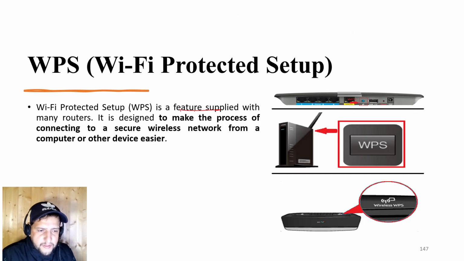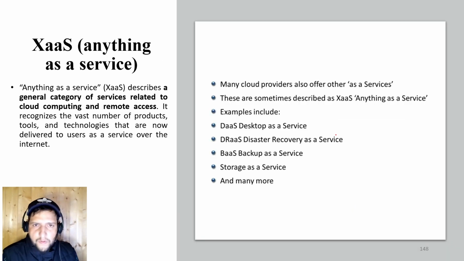WPS is a feature supplied with many routers to make the process of connecting to a secure wireless network from a computer or other device easier. There's a button which you press, it generates a code. You need to type that code on the client to be connected.